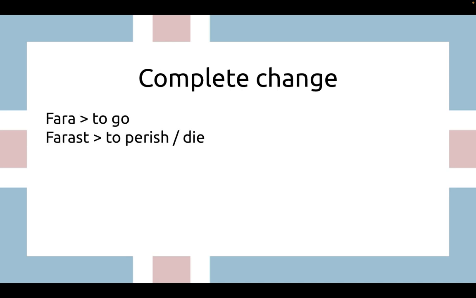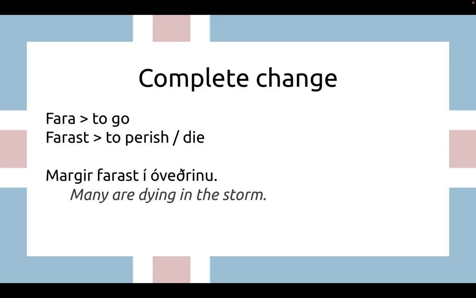All right, let's talk about the last meaning, which is when we have a complete change in meaning by using the middle voice. For example, að fara means to go, but að farast means to perish or to die. So in this example, margir farast í óveðrinu, many are dying in the storm. So in this case, fara and farast don't actually have a very similar meaning, do they? One means to go, the other means to die. They're not very related. And so you need to look out for that. Sometimes the meaning just completely changes when we use the middle voice.